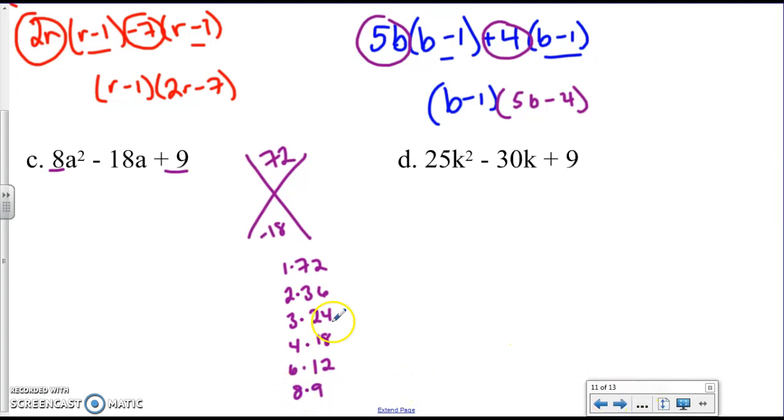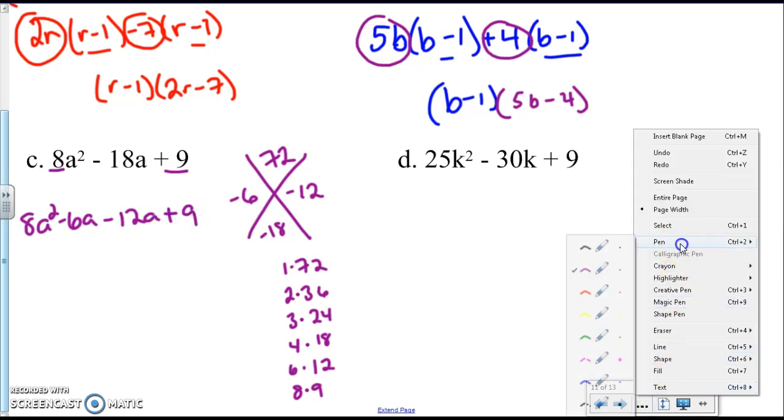Okay, so the two that work will be my 6 and 12, but I need to make them both negative, so negative 6 and negative 12. And then we're going to go ahead and do AC split. So 8a squared minus 6a minus 12a plus 9. We're going to make two groups.